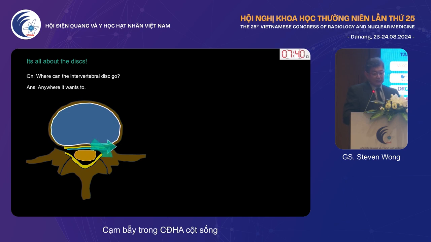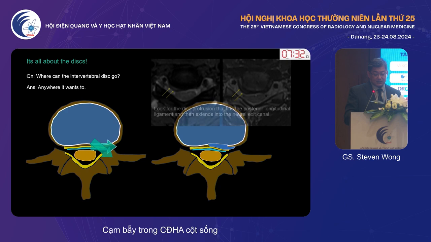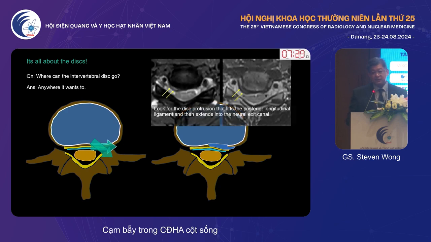Sometimes it goes laterally, like the one I showed to you, and it goes into the lateral region of the spinal canal or into the neuroexit foramen on either side. This is the one that, as radiologists, we need to pick up on. It's very subtle. You can see a very small hint of it here. The nerve root is not very happy because of that.